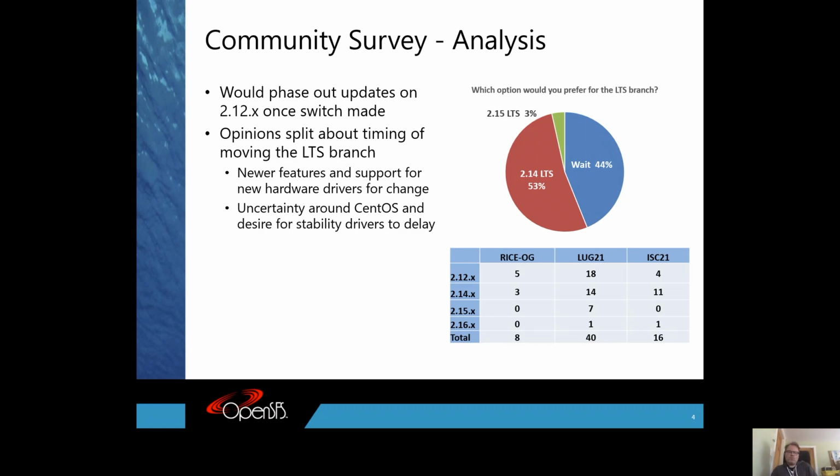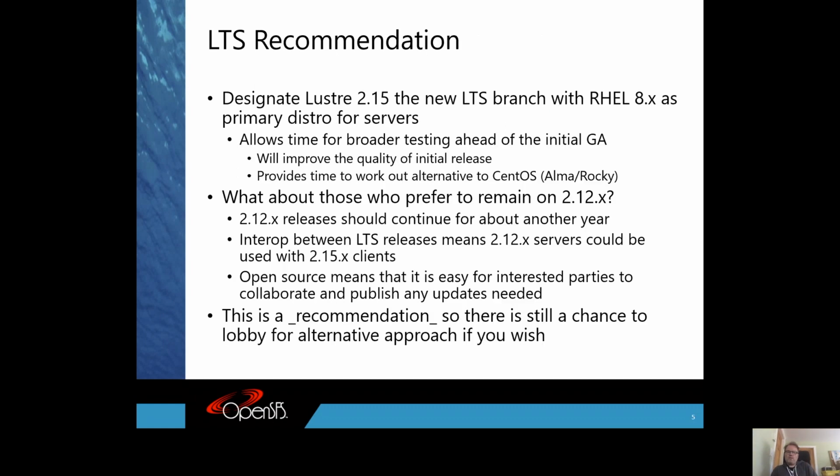So all told, trying to make some sense of this, giving it a lot of thought, and having had a lot of discussions, our recommendation is to designate Lustre 2.15 as the next LTS branch. 2.15 is not out yet, but is targeted for the end of the year.